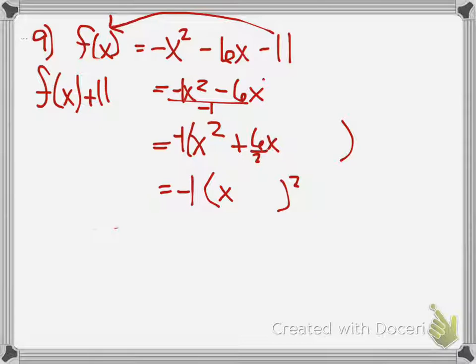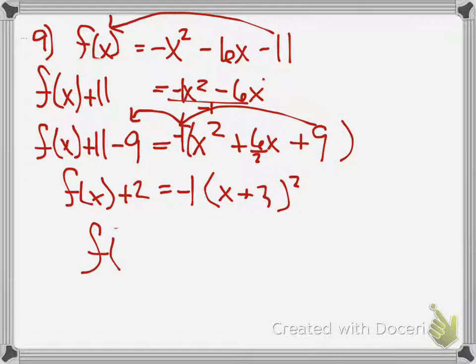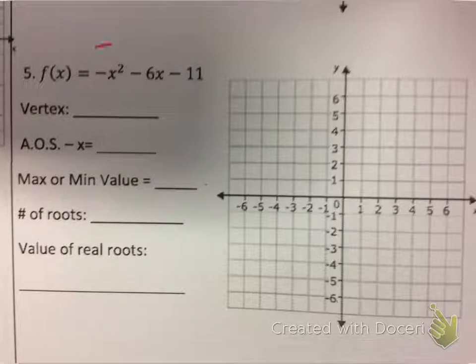Divide the 6 by 2. That's 3. 3 squared is 9. But before you move the 9 over to the other side, you got to make sure it multiplies the negative and gets you -9. Combine and you would end up with 2. Move it over and you've got -2. -1 parentheses x plus 3 squared minus 2. So using that, x plus 3 squared minus 2.